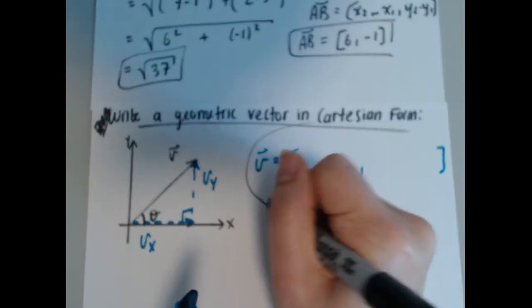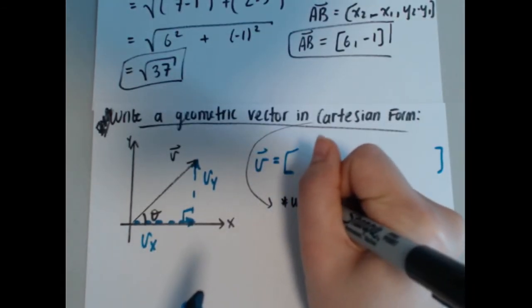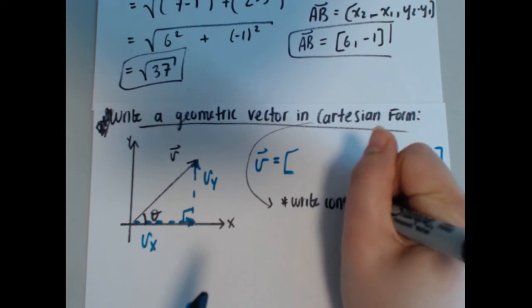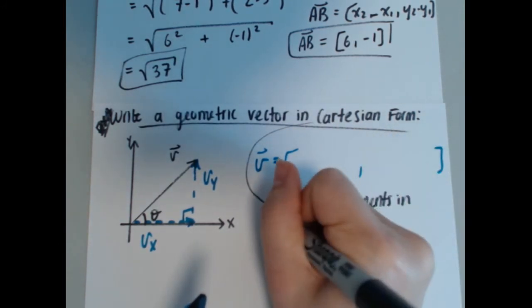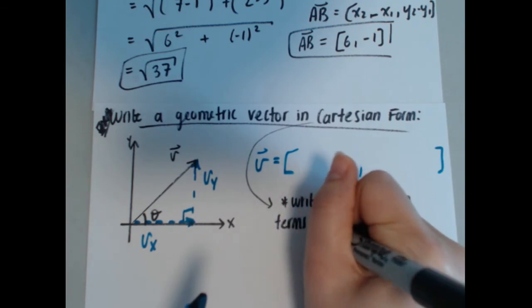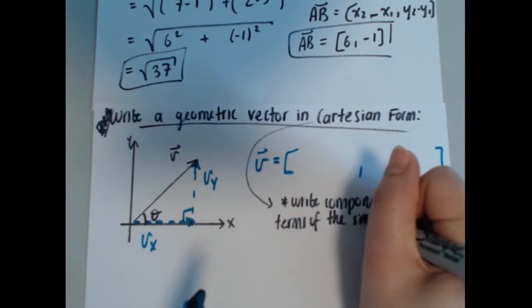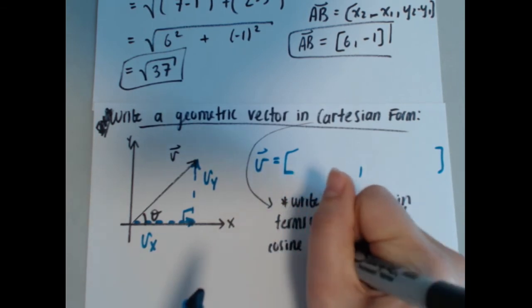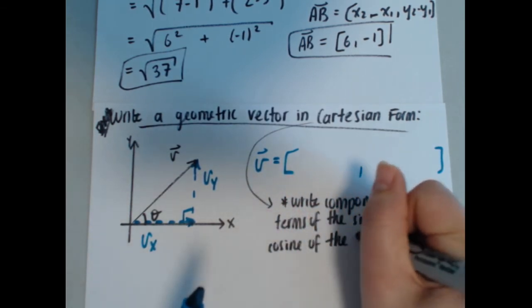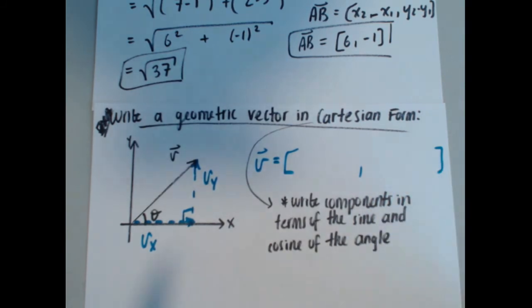So Cartesian form means, I'll just write this here, write the components in terms of the sine and cosine of the angle. Okay, so this will be something that you'll get used to.